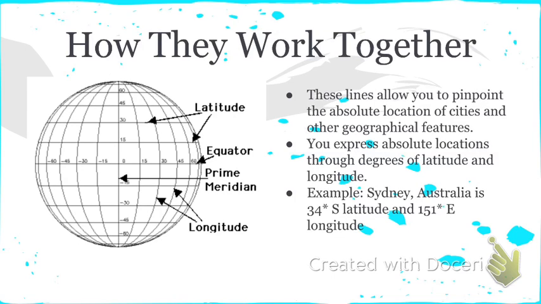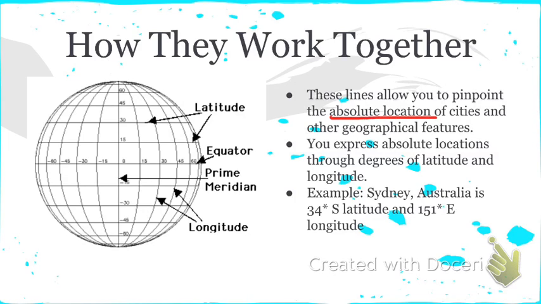And how they work together. The grid system formed by the lines of latitude and longitude makes it possible to find the absolute location of a place. And remember, we went over absolute location when we talked about the 5 themes of geography. Only one place can be found at the point where a specific line of latitude crosses a specific line of longitude. By using degrees, people can pinpoint the precise spot where one line of latitude crosses one line of longitude, also known as an absolute location.